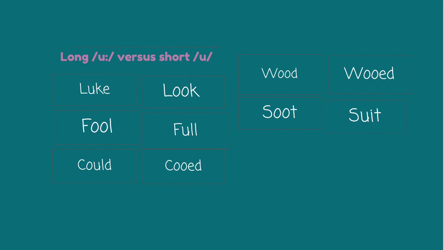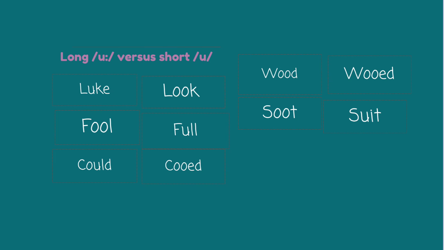Moreover, we have the short O versus the long O. We have look and look, fool and full, could and could, wood and wood, suit and suit. Okay, now let us go over it again and we'll explain some of the meanings of the words. Look, that is the Bible book that is called that name. Look and look. Fool and full.